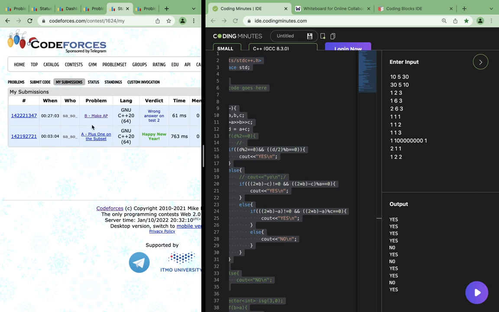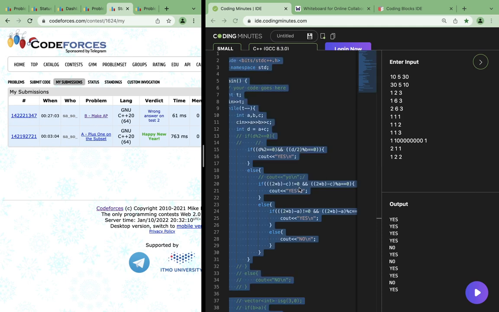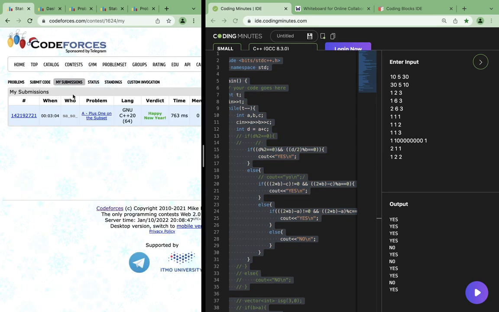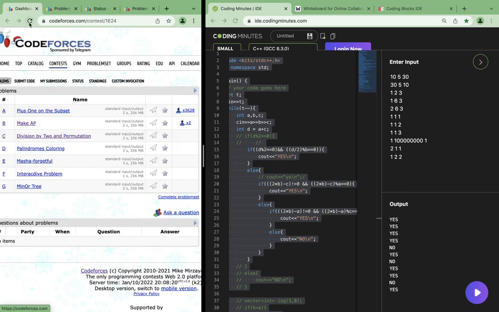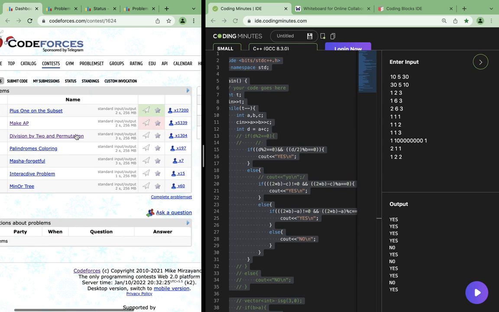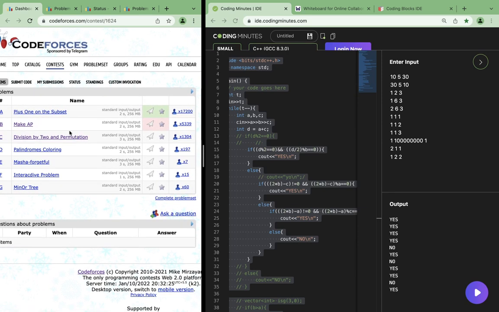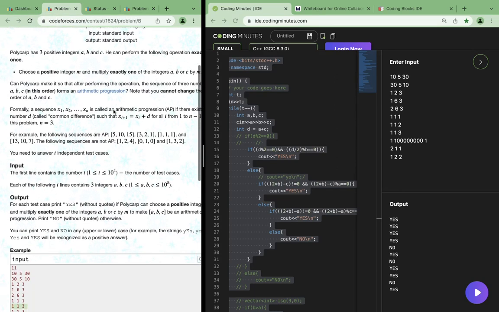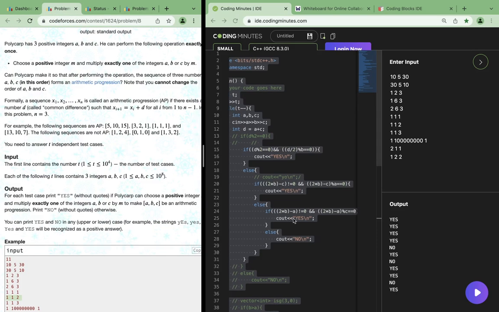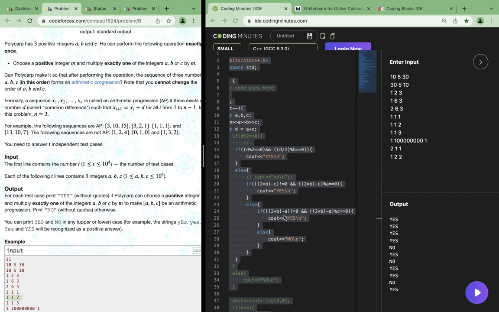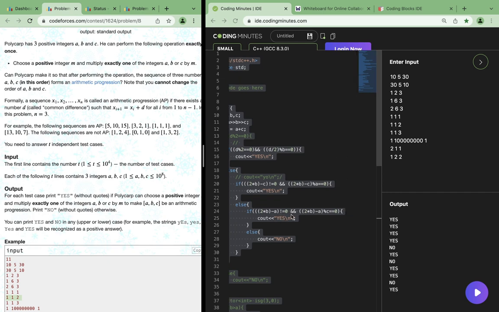Wrong answer on test 2. So that's demotivating. Let's see how many people have solved this. 5,000 people have solved this. It's almost 6,000. We are really lagging behind. And I don't know what to do. I mean, this seems all fine, right? This seems perfectly fine.